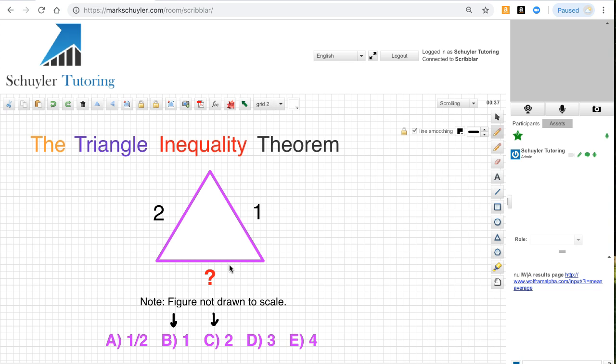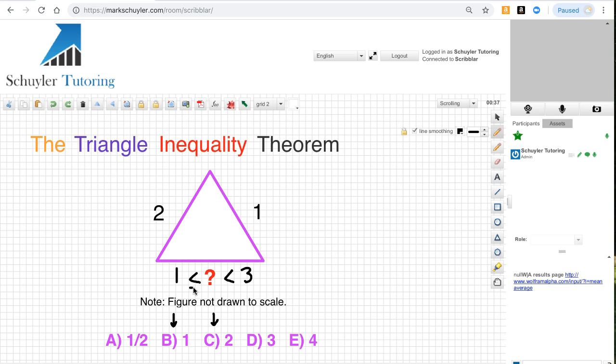The theorem says, and I'll show you a slide later on where it's all written out, but right now I just want you to wrap your head around it. The theorem says the missing side, our question mark here, must be smaller than the sum, but bigger than the difference of the other 2 sides. So let's use some inequality symbols to help us out here. Remember, the crocodile wants to eat the bigger number. So our missing side, the question mark, has to be smaller than the sum of the 2 known sides, so smaller than 3, but bigger than the difference, the subtraction of the 2 known sides. It has to be bigger than 1.